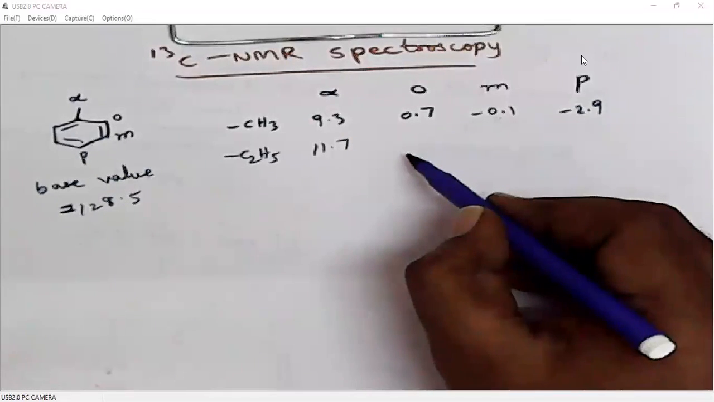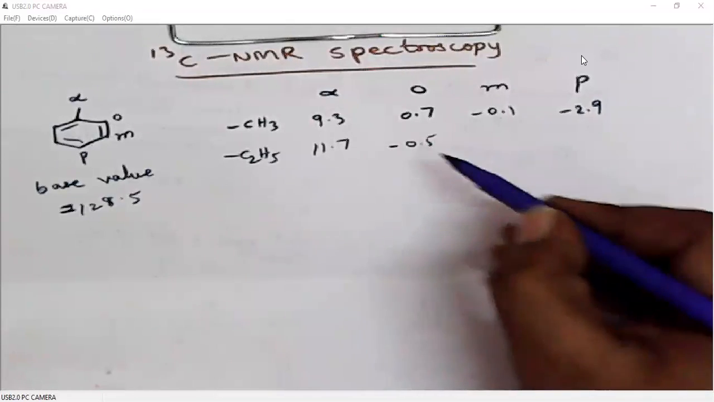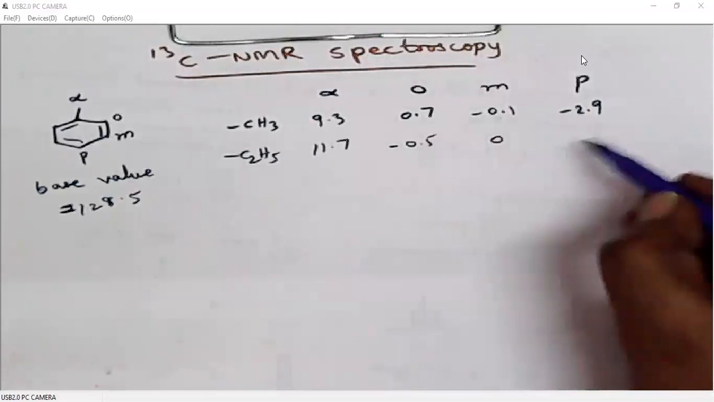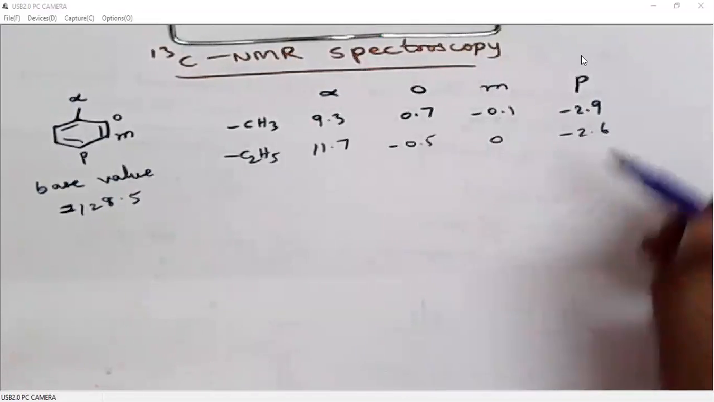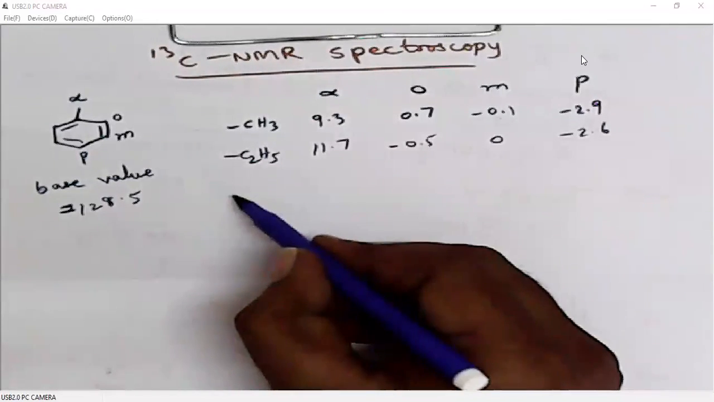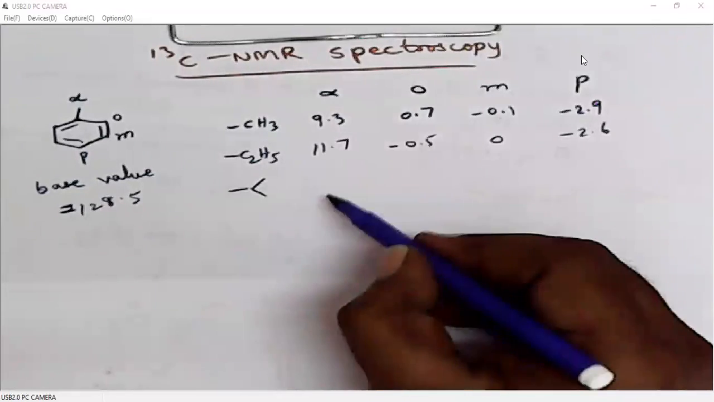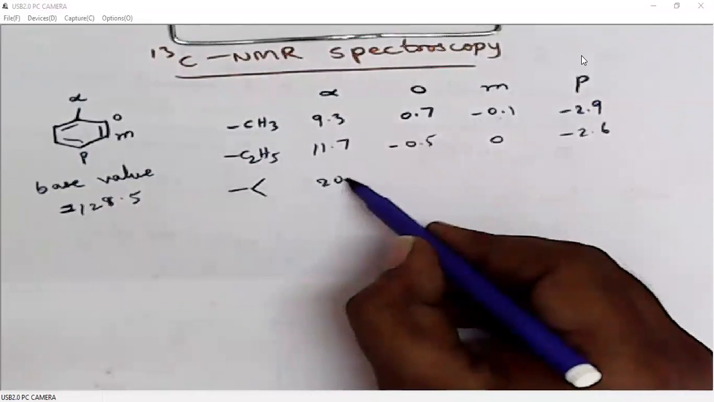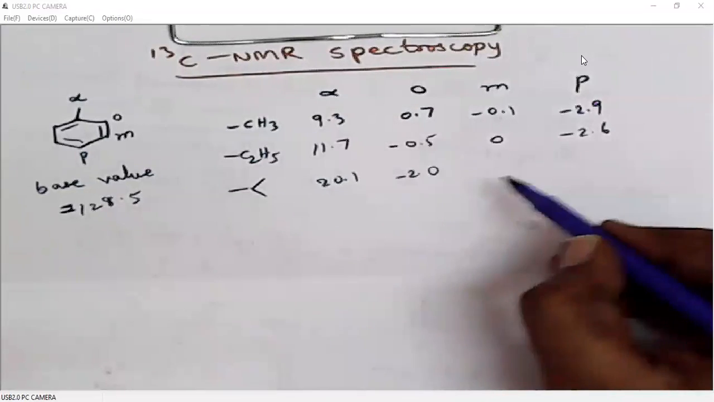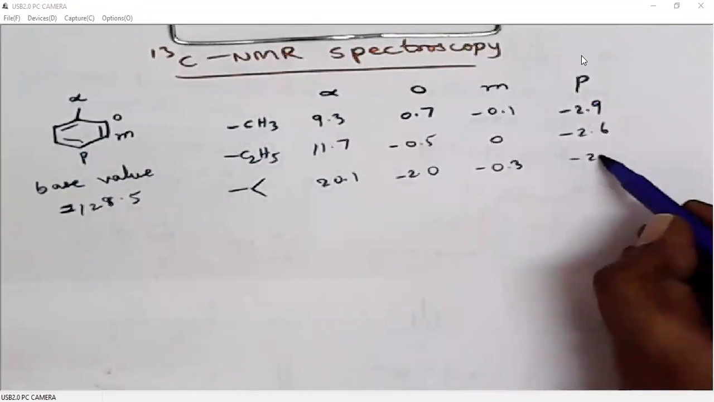We will subtract 0.5 if it is at ortho position. We will add 0 if it is a meta position. We will subtract 2.6 if it is at para position. Similarly, we will go for isopropyl group. Isopropyl group, we will add 20.1, minus 2, minus 0.3, and minus 2.5.